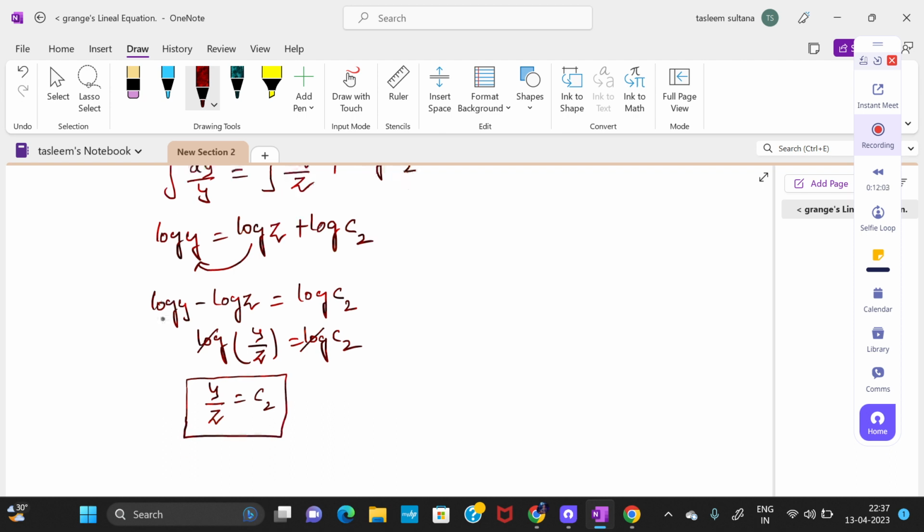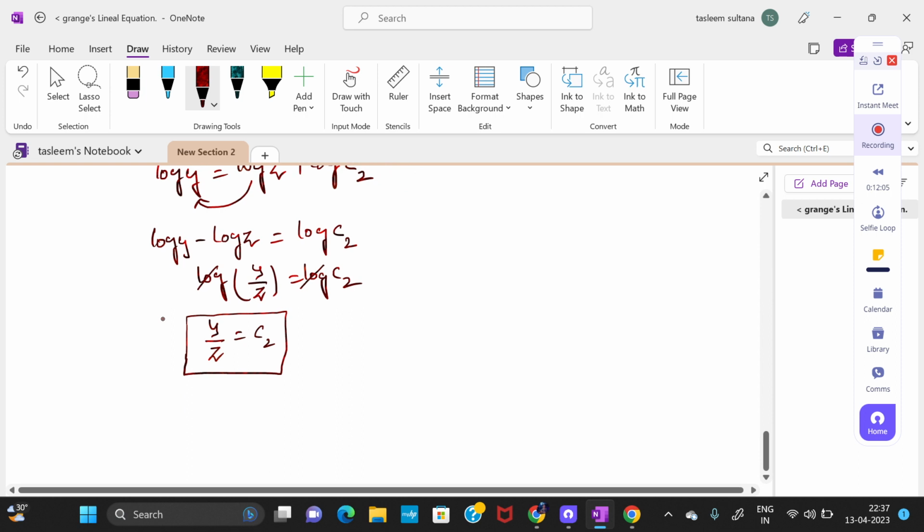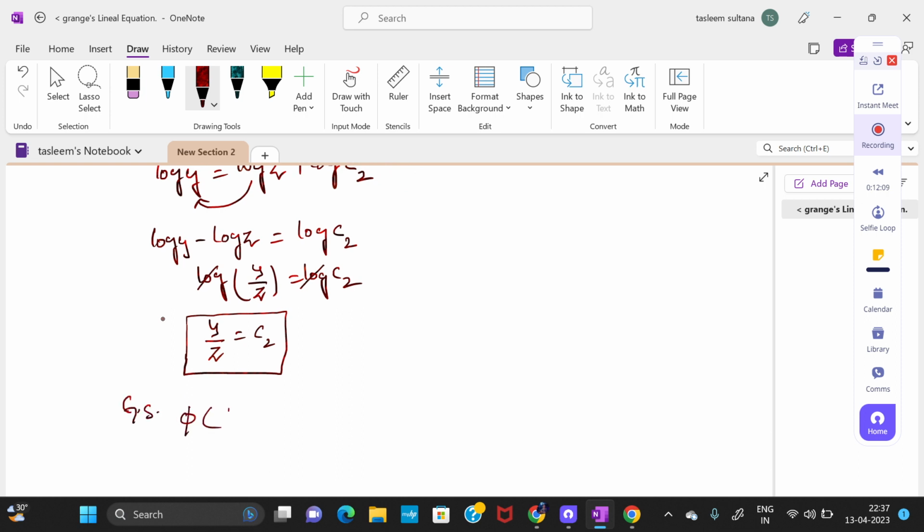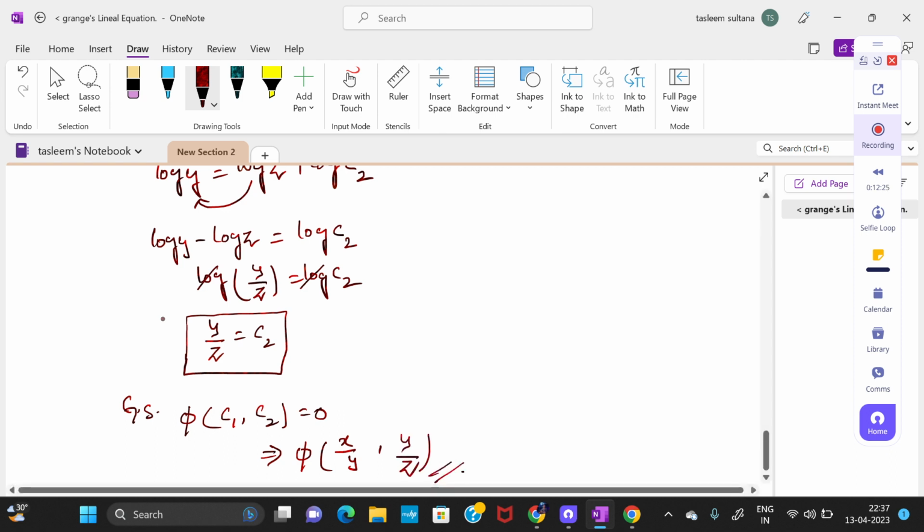Now write your general solution. Phi of c1, c2 is equal to 0, which implies phi of x by y, y by z is equal to 0, which is the required solution.